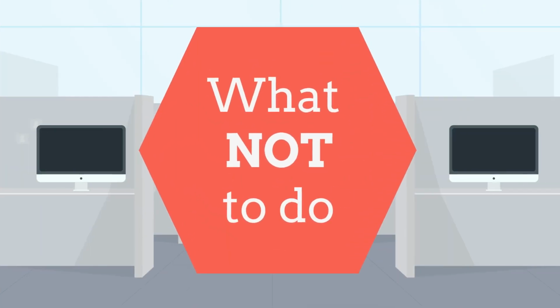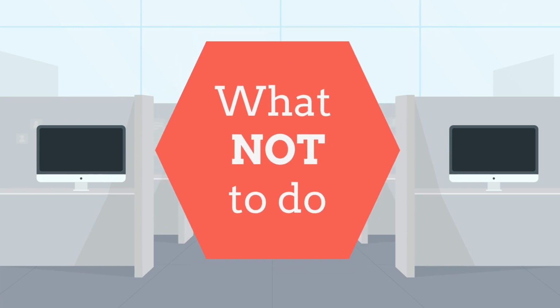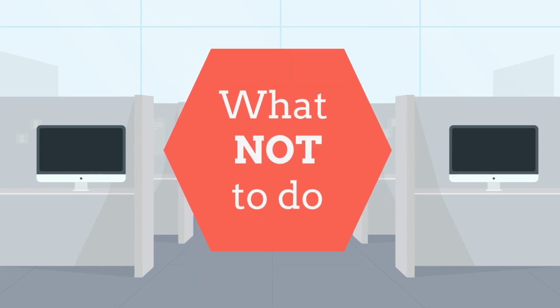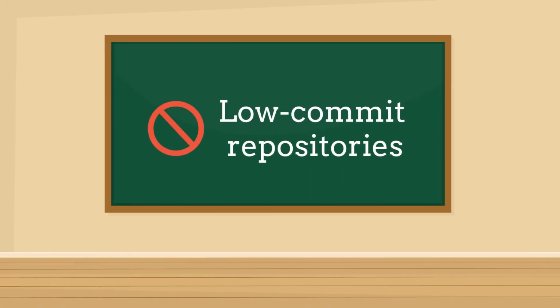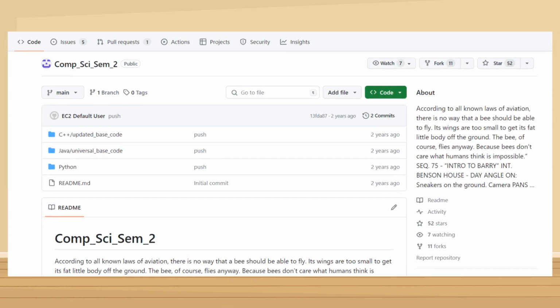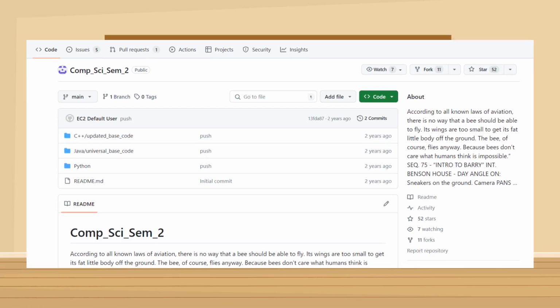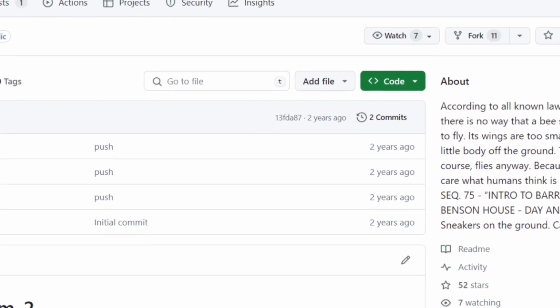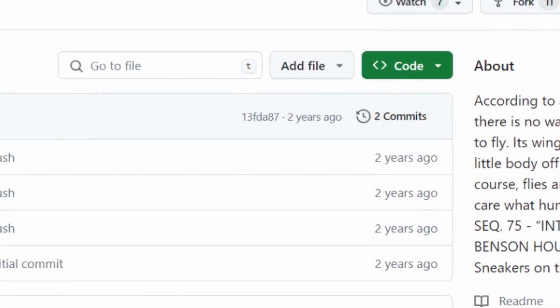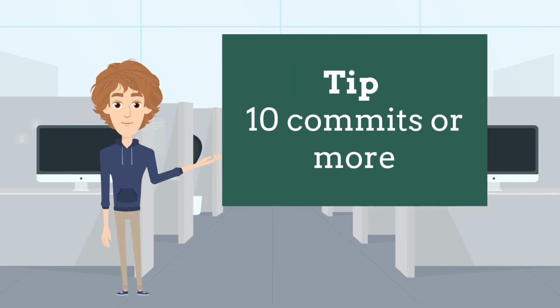Now that you know Git and GitHub, here are 3 tips on what not to do. If you do this, interviewers will easily see that you are a junior. Number 1. Low commit repositories. Repositories with just a few commits show that you have basically done all your coding on your machine and then dumped everything in one go to GitHub. This shows that you do not really understand the purpose of version control and have no experience with it. Each repository should have at least 10 commits to be taken seriously.